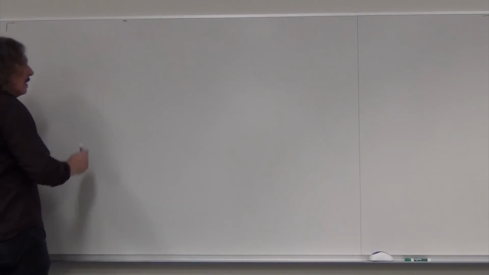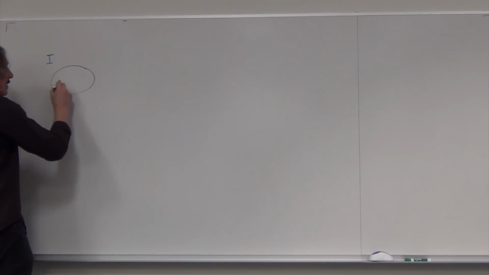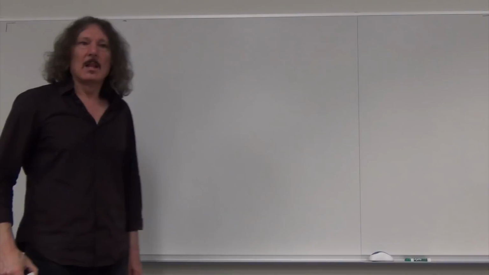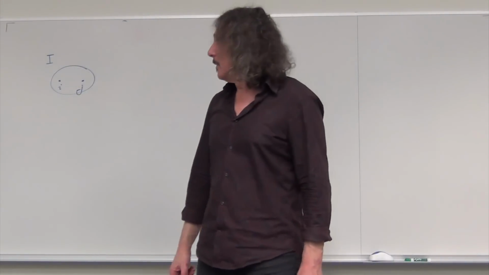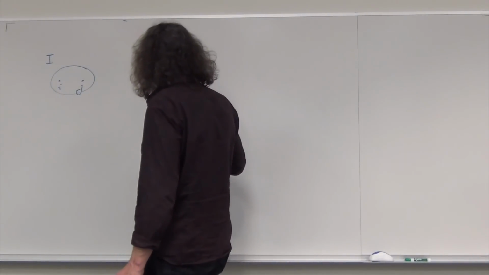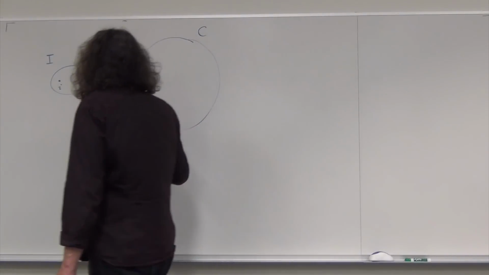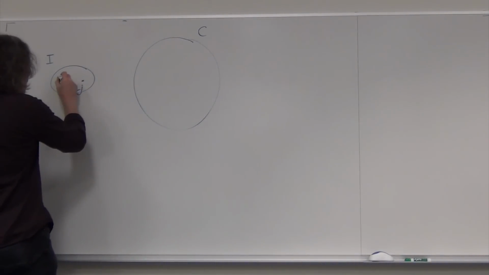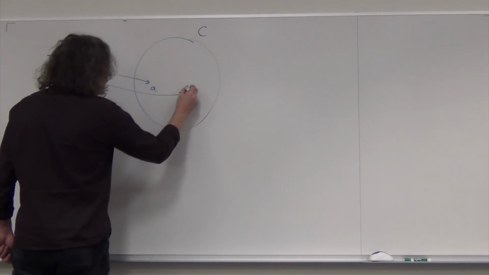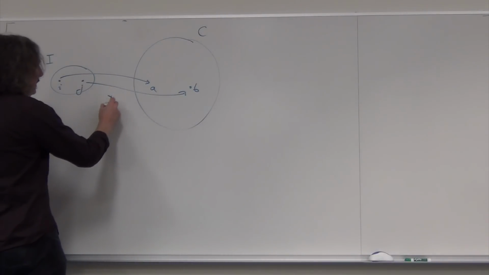So we start with our index category. It's a category that has just two objects, I and J, right? No morphisms other than identity morphisms. Here's our category C. So any functor that maps these two will map I into some A and J into some B, right? Now, this is our functor D.